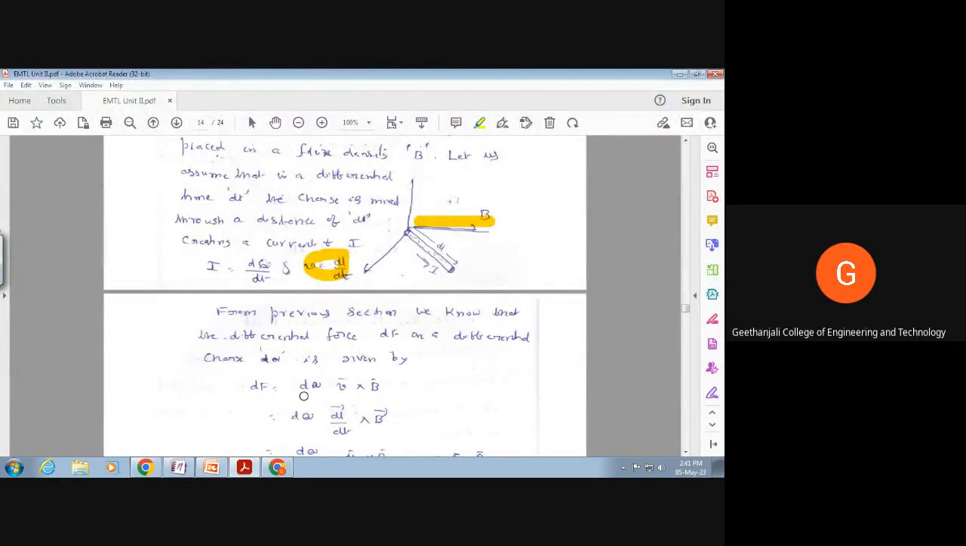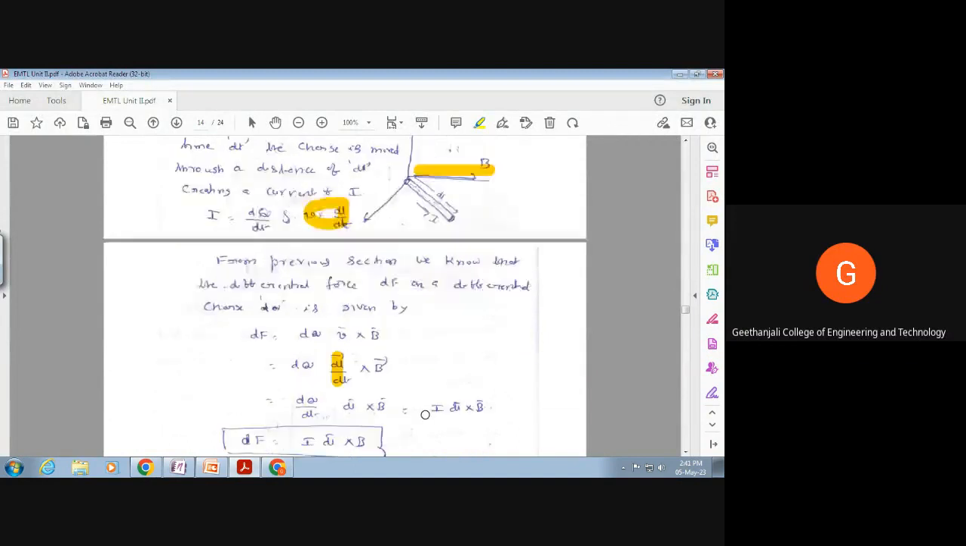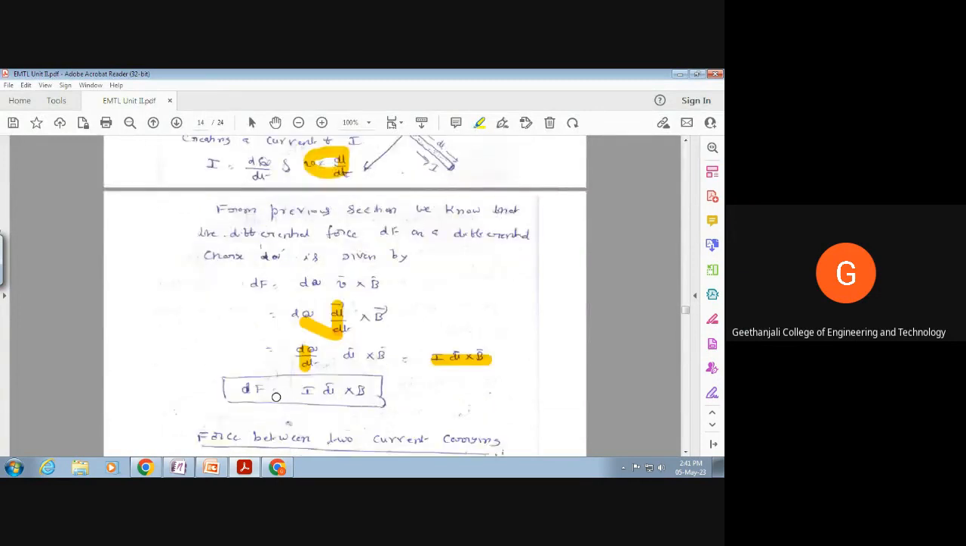Now let us go back to this expression. Differential force on a differential charge dq is equal to dq v cross B. What is the velocity when the charge is covering a distance of dl in a span of dt time? So velocity is nothing but dl by dt. So dq dl by dt cross B. But what is dq by dt? It is current I. So I dl cross B. So I dl cross B is the differential force on a differential current element.